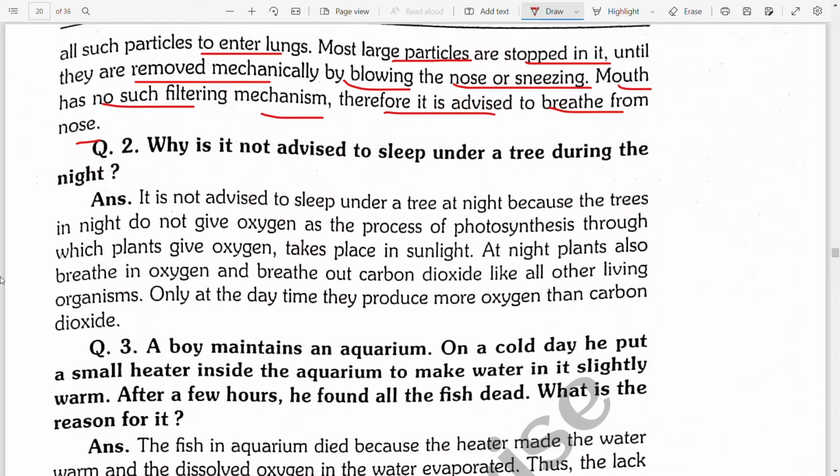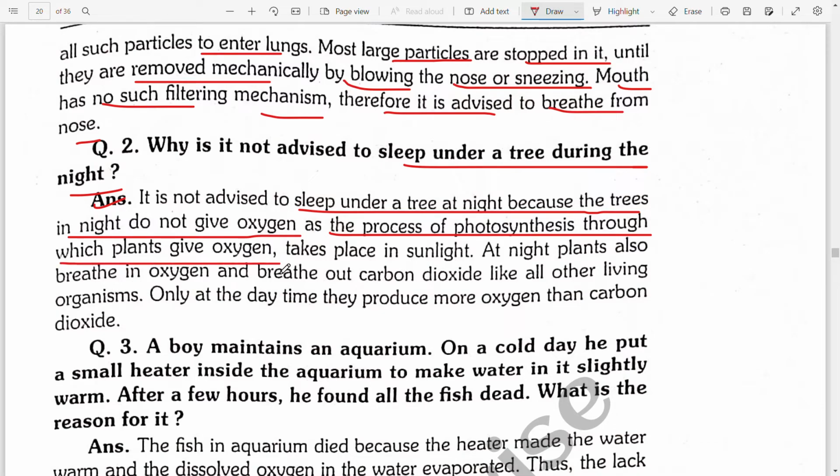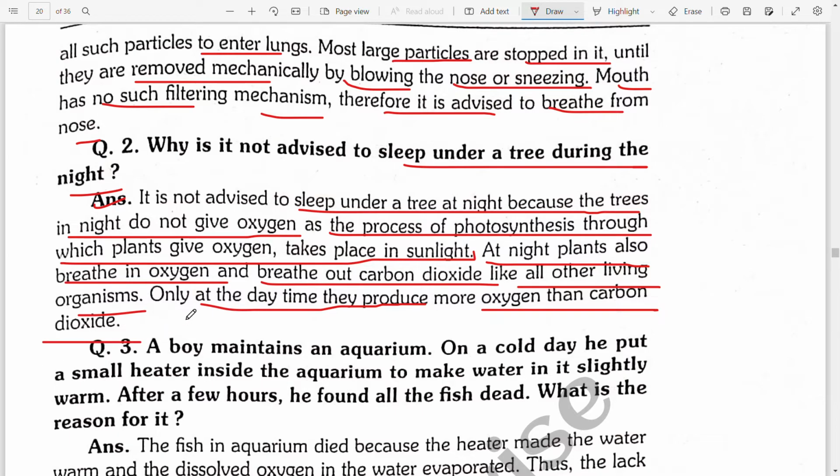Question number 2. Why is it not advised to sleep under a tree during the night? Answer: It is not advised to sleep under a tree at night because the tree at night does not give oxygen, as the process of photosynthesis through which plants give oxygen takes place in sunlight. At night, plants also breathe in oxygen and breathe out carbon dioxide like all other living organisms. Only in the daytime do they produce more oxygen than carbon dioxide.